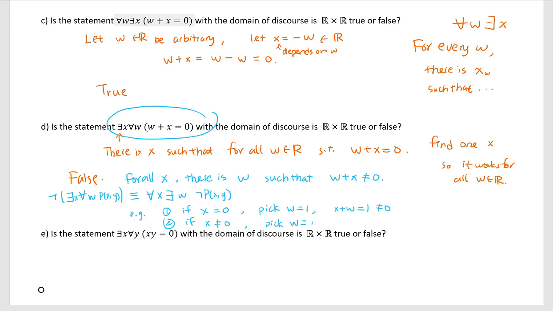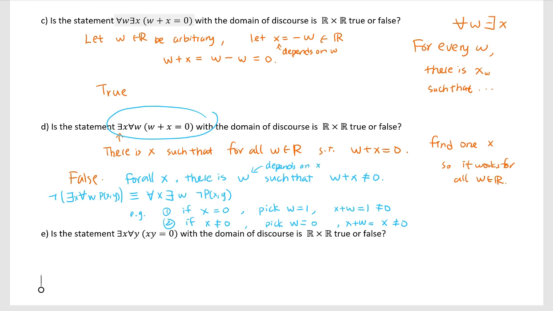Another easier way is we can pick w to be 0. Then x plus w is just x, and because x is not 0, this is not 0. So now we have shown that no matter what x is, we can always find a w. And this w might change. This w might depend on x. When x is 0, we can pick w is 1. We cannot pick w is 0 because it won't work. But when x is not 0, we can pick w is 0. So this w actually depends on x.